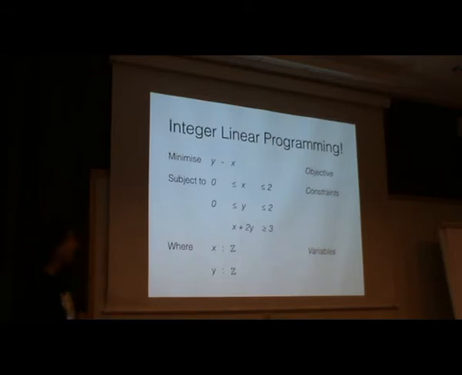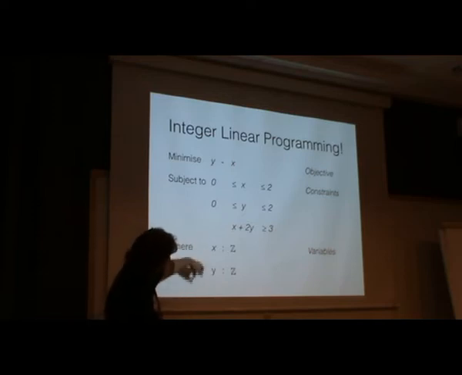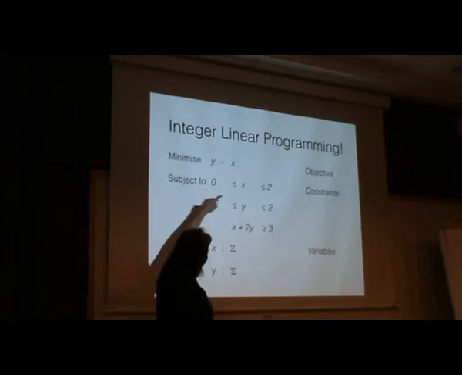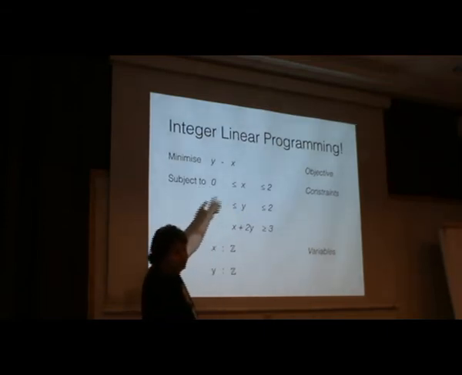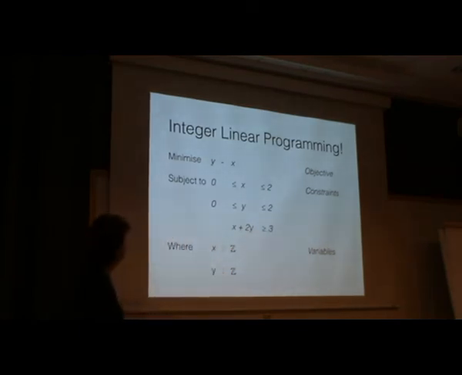So what we want to do is convert our combinator program to an integer linear program that will tell us which order to apply fusion in. So here we've got an example integer linear program. It's fairly small. So we've got a set of variables, x and y, and they're both integers. Then we've got a set of constraints. So x and y must both be between 0 and 2. And x plus 2y must be greater than or equal to 3.